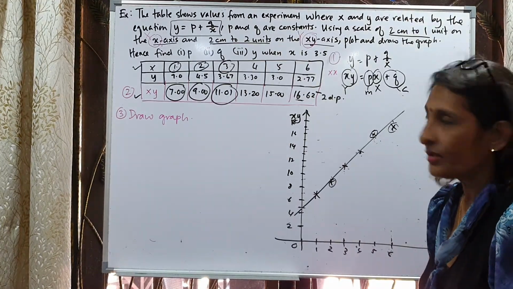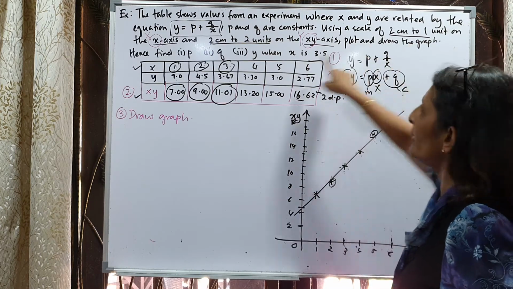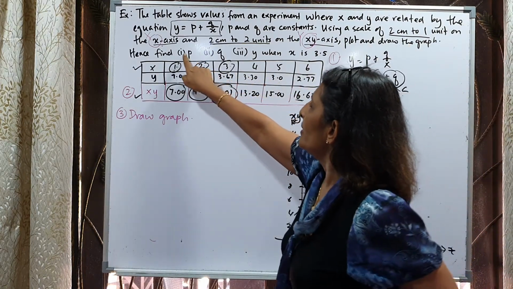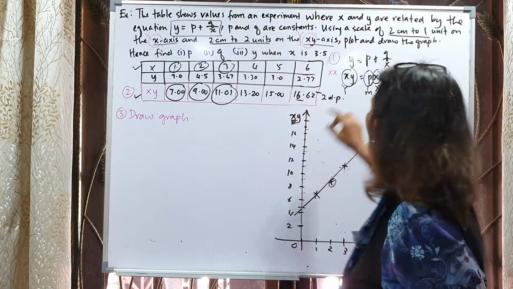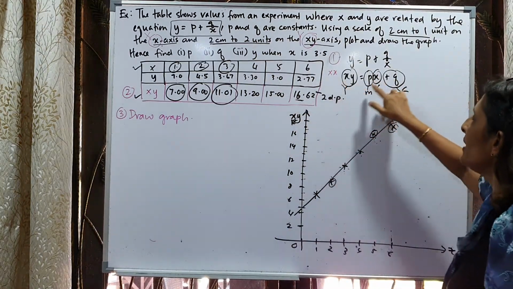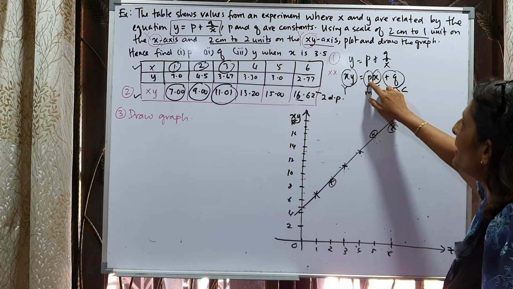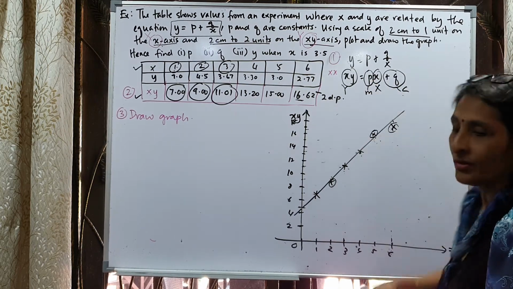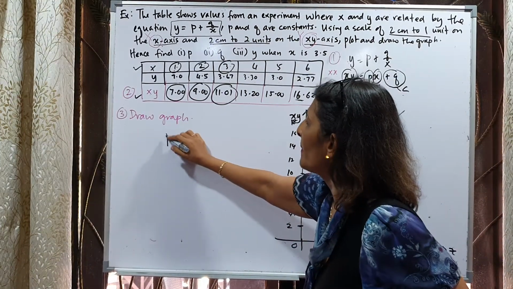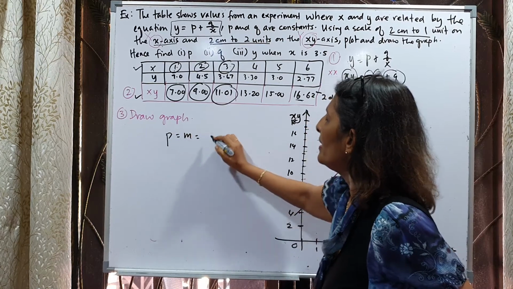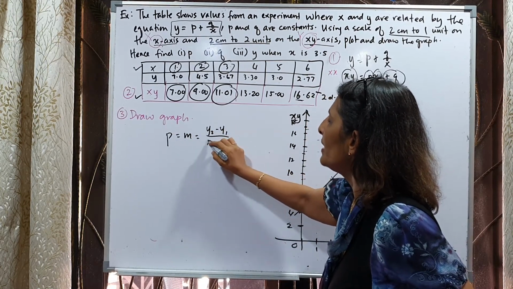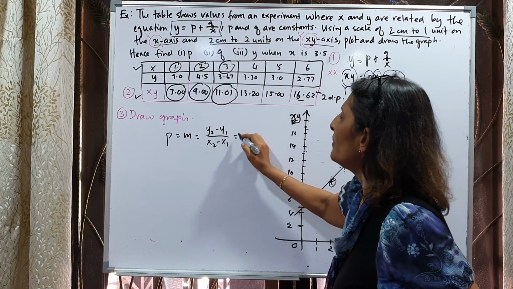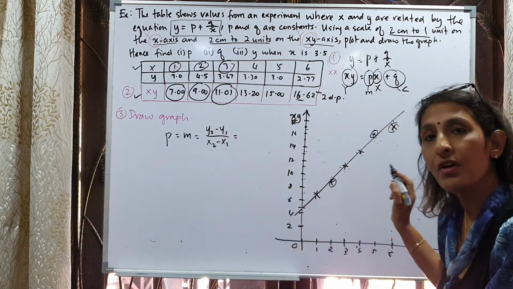Final step is to do the question. Alright, hence find the value of P, Q and Y when X is this. Okay, now let's go back to the equation. What is our P? P is the gradient. So if you want to find the value of P, it's actually the gradient, and you can use the formula y2 minus y1 over x2 minus x1. But these coordinates you need to choose from the graph.